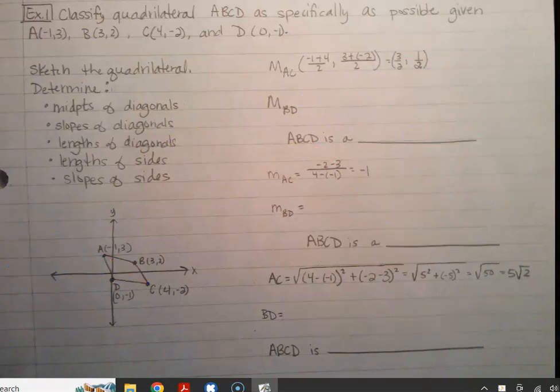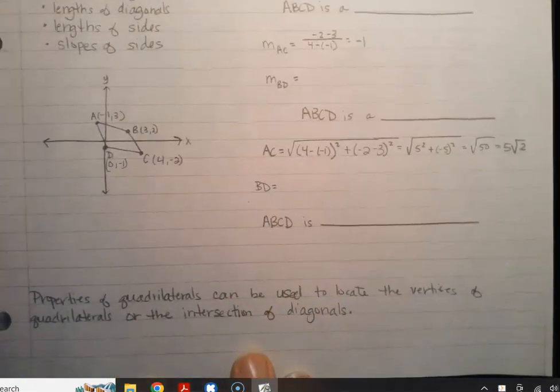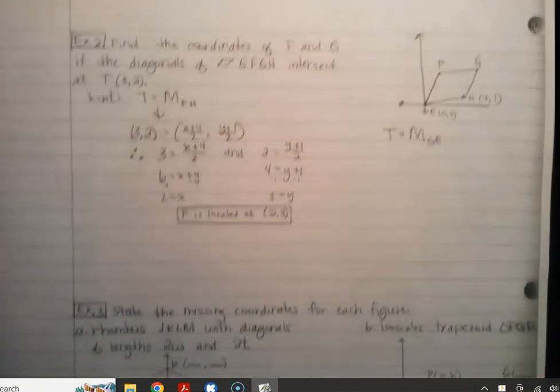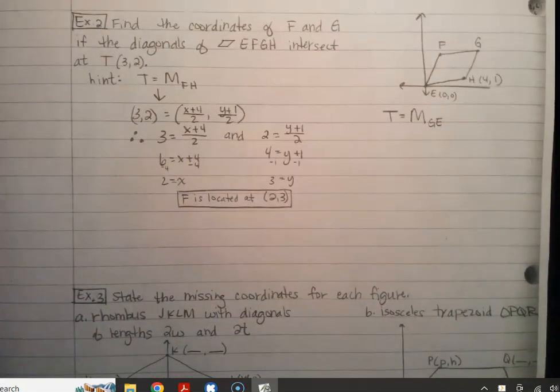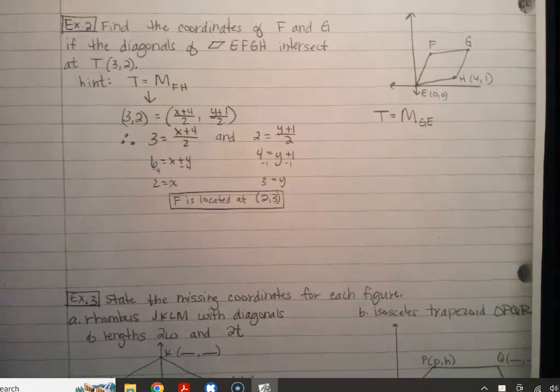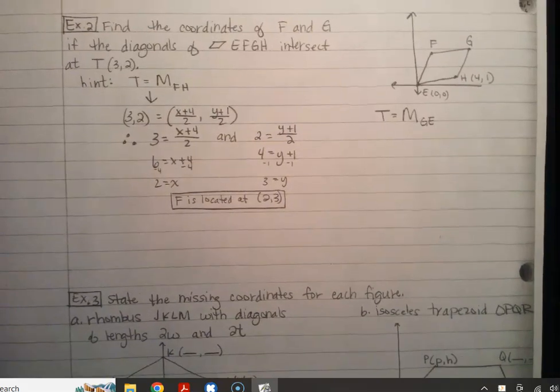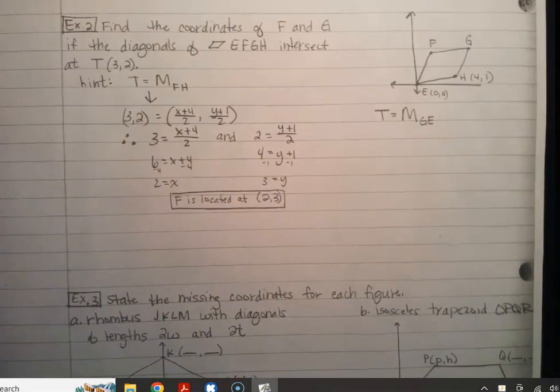Then this last little note says properties of quadrilaterals can be used to locate the vertices of quadrilaterals or the intersection of diagonals. So in this case, we can kind of use them backwards. We can use what we know. So example 2 says find the coordinates of F and G if the diagonals of EFGH intersect at T (3, 2).